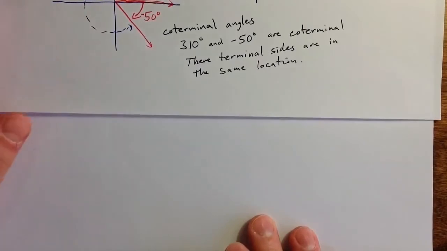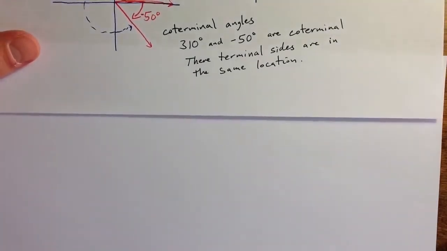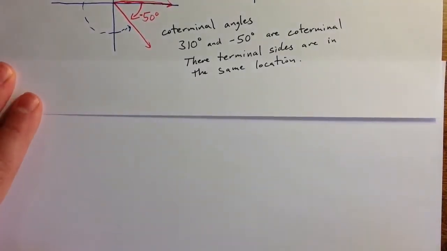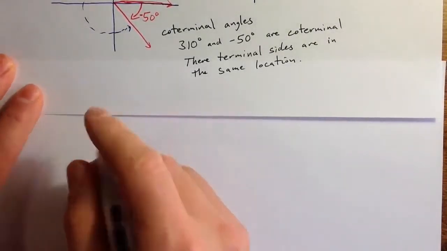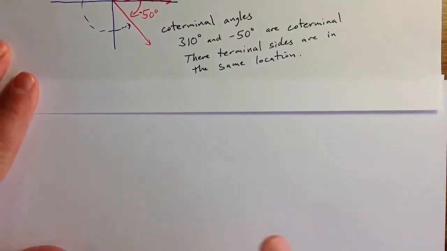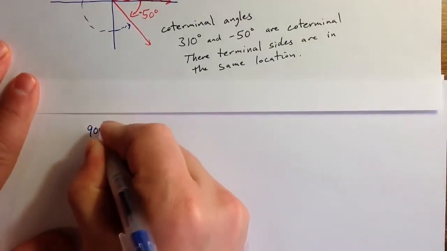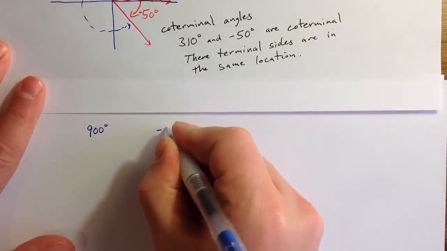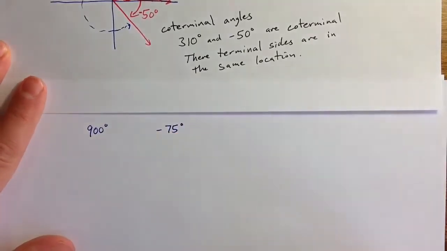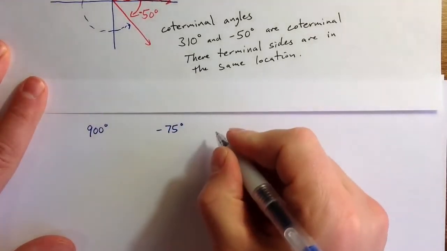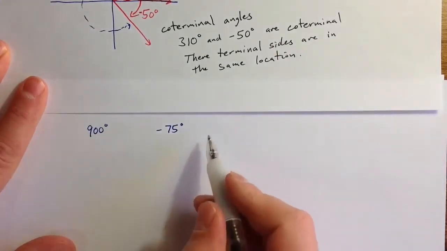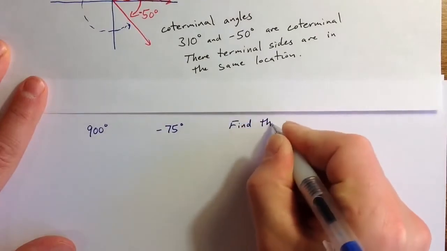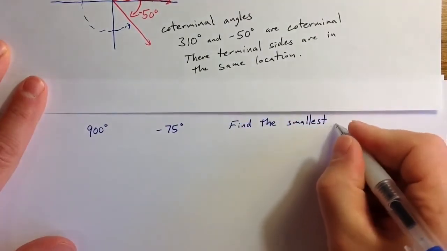So with this notion of coterminal angles, let's take a moment and think about a couple questions. So one question that comes up is, suppose we have an angle, we're interested in an angle of 900 degrees, or maybe we're interested in an angle of negative 75 degrees. For both of those angles, they're outside of a normal positive rotation from 0 to 360, so we might want to find the smallest positive angle that is coterminal to them.